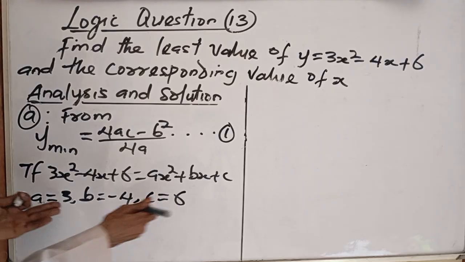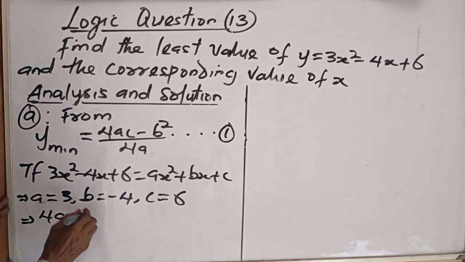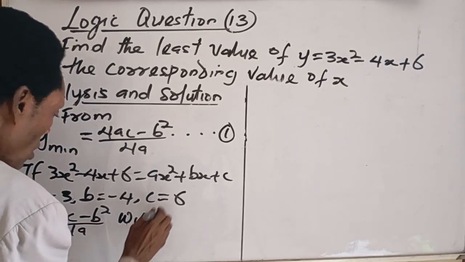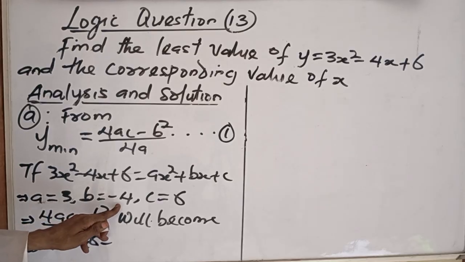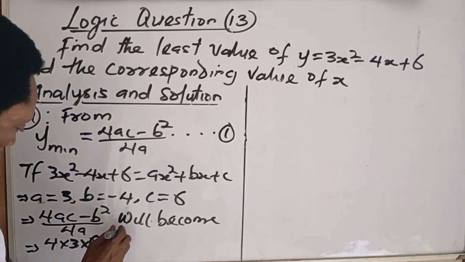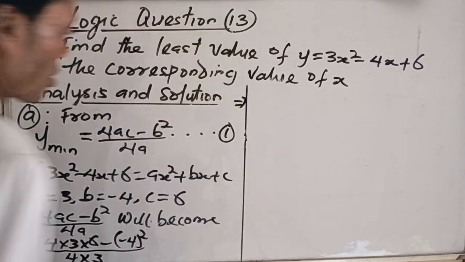Okay? Now, we have to substitute all this into this very formula. So it means that 4ac minus b squared all over 4a will become 4 times, our a is 3, times our c is 6, minus, our b is minus 4, open bracket minus 4 squared, all over 4 times our a, which is 3.